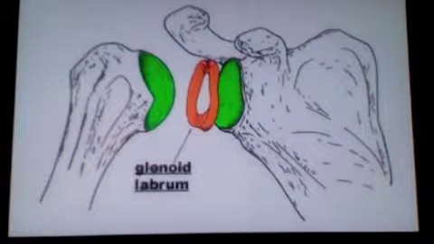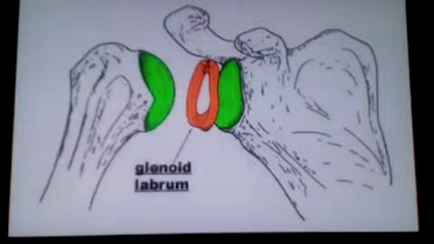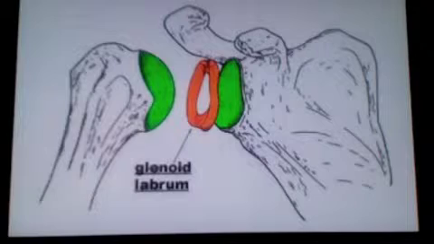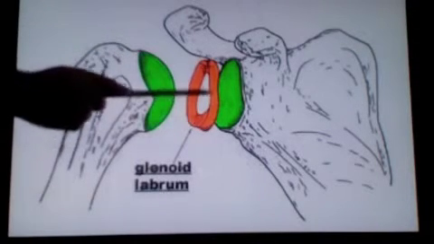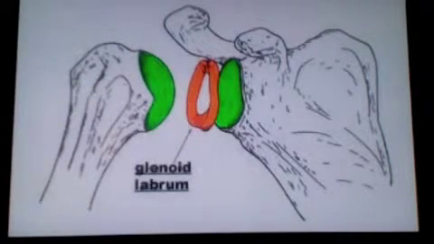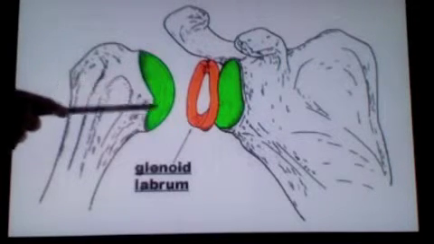To help with the stability, the glenoid cavity is slightly deepened by a rim of fibrocartilage called the glenoid labrum. The glenoid labrum is attached to the glenoid cavity and articulates with the hyaline cartilage on the head of the humerus.